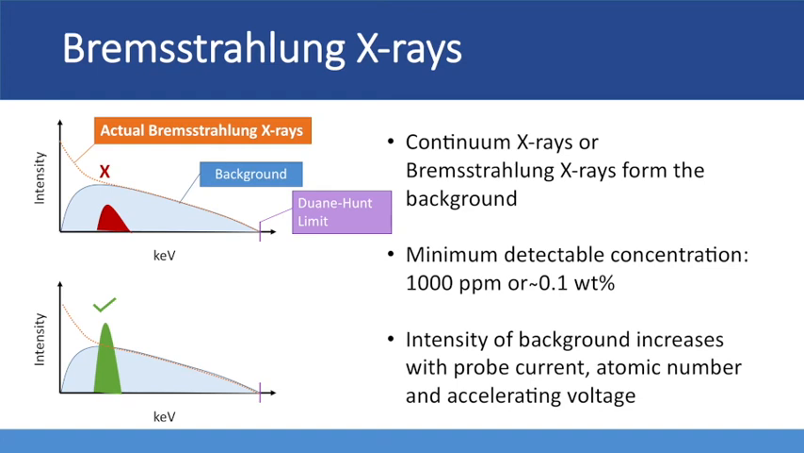This is just used as a guideline, as the intensity of the background can increase with changes in the probe current, atomic number, and accelerating voltage. It should also be noted that regardless, it is usually considered that there is an error of plus or minus 1 to 2% when running quantitative EDS. One last interesting point is that when there are zero X-rays produced via Bremsstrahlung interactions, this is called the Duane-Hunt limit, which you see in purple.